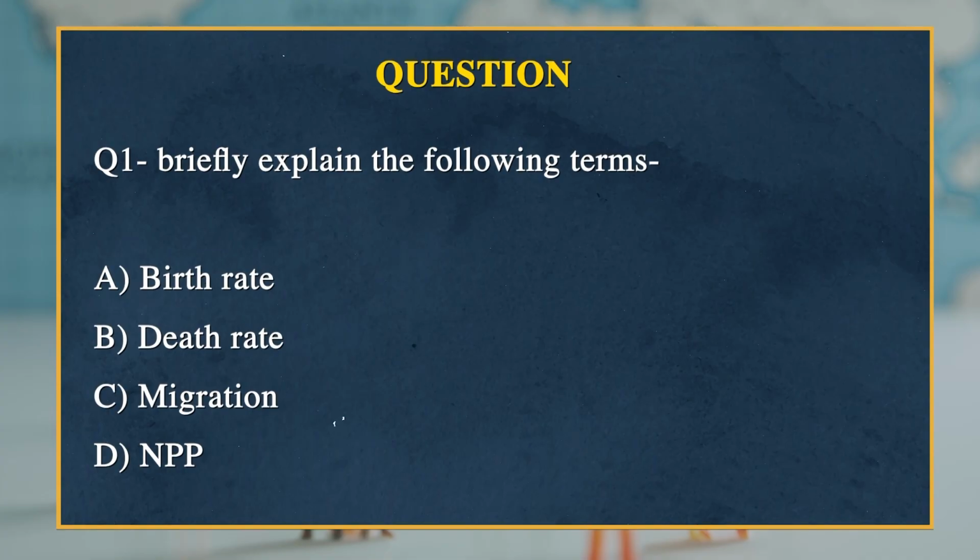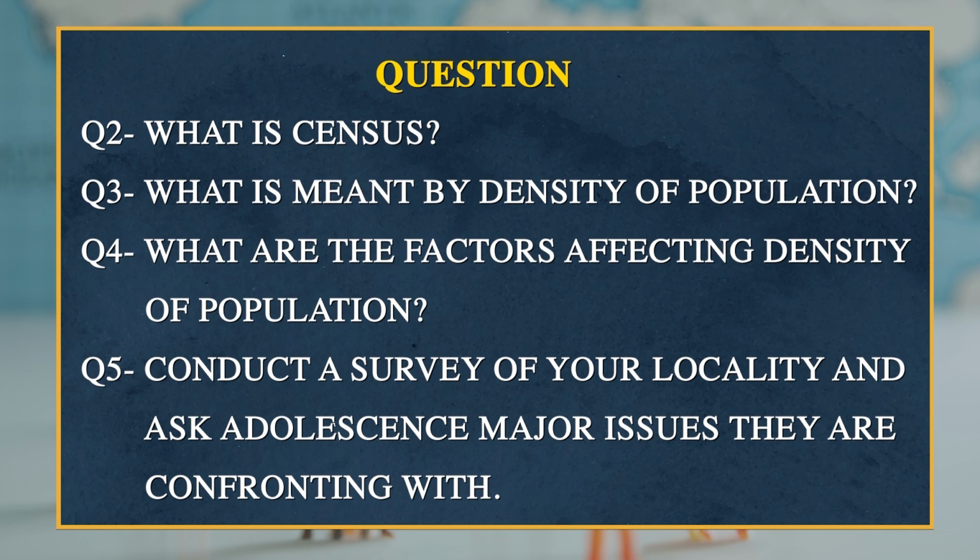Now it is the time for some brainstorming. Question number 1, briefly explain the following terms. A. Birth rate. B. Death rate. C. Migration. And D. NPP, that is National Population Policy. Question number 2, what is census? Question number 3, what is meant by density of population? Question number 4 is, what are the factors affecting density of population?